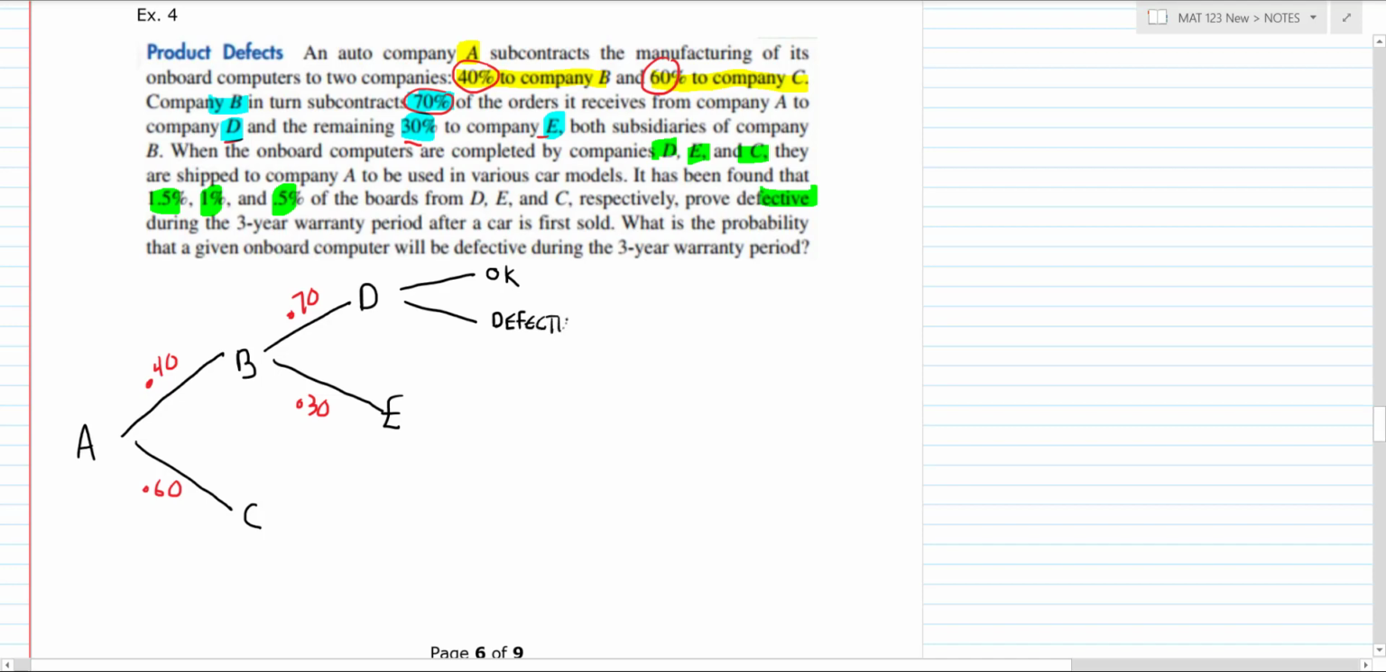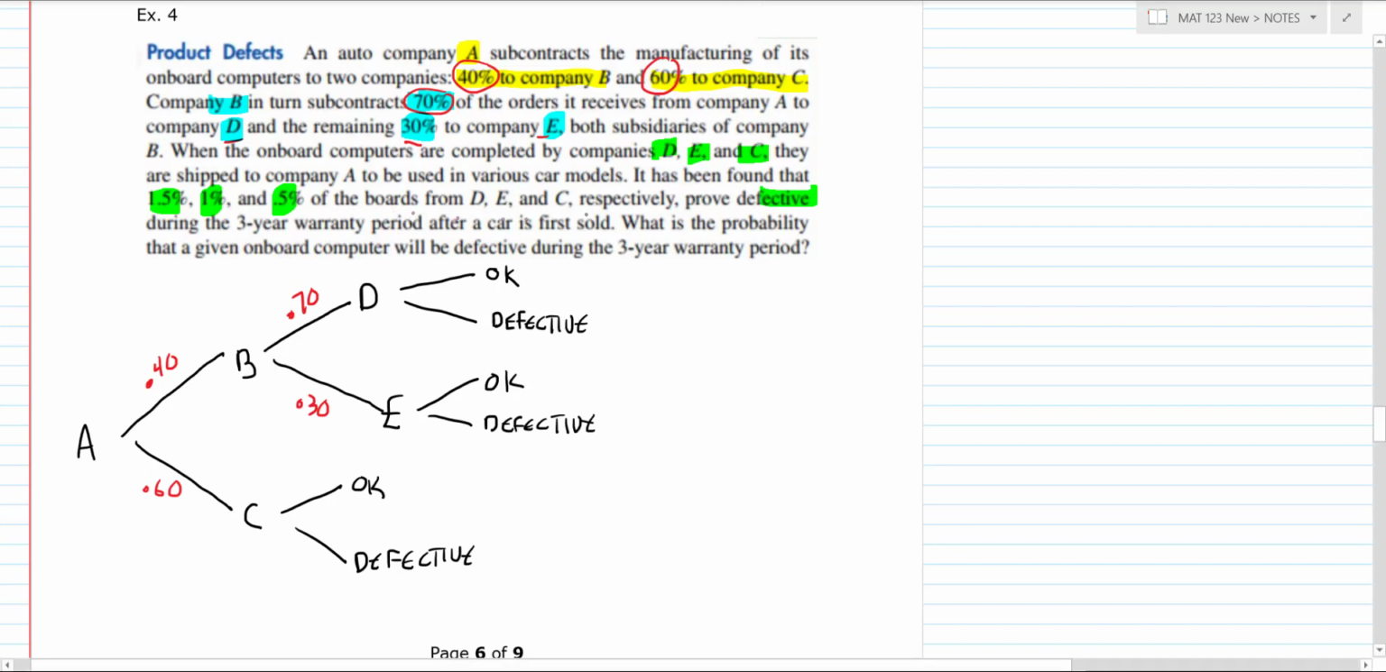Okay, and we're going to do the same thing here. From this, same thing, branch out. Some of them are okay, the rest are defective. Same thing here. Some are okay, some are defective. Okay, so let's put this together now.